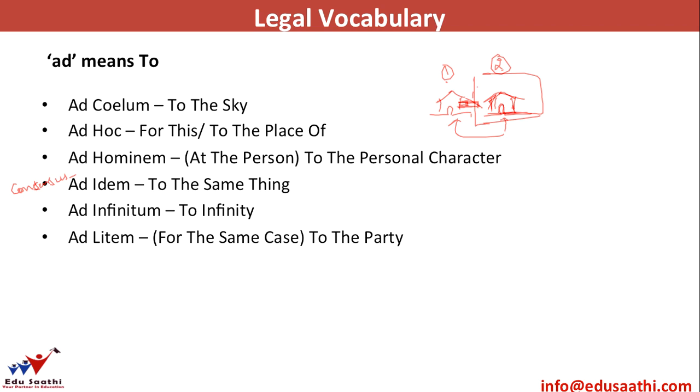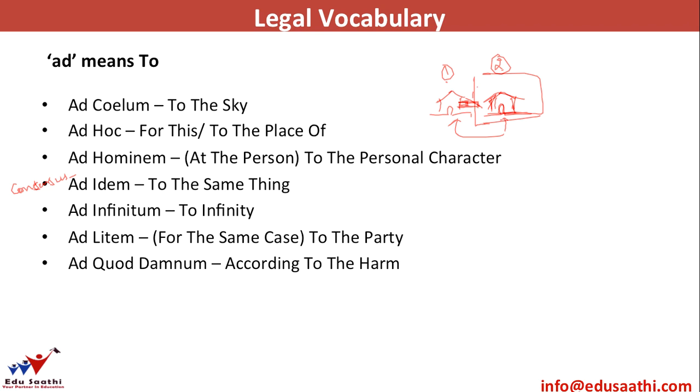Ad litem, that is for the case, or to the party. For example, there's a case between Ram and Sham, and Ram is crippled. He cannot come over to the court, and he's hired another person, say Bobby, who's going to come and represent Ram in the case. So he is representing one party for this very case. So he's representing ad litem. If somebody is representing one of the parties, say the plaintiff or defendant, that person is hired ad litem.